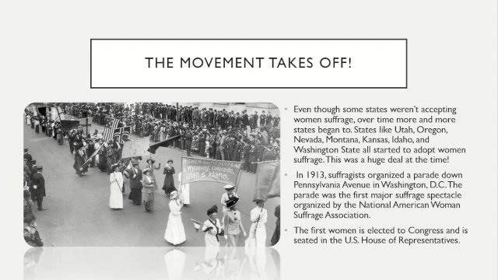In 1913, suffragists organized a parade down Pennsylvania Avenue in Washington, D.C. The parade was the first major suffrage spectacle organized by the National American Women's Suffrage Association. The first woman is elected to Congress and is seated in the United States House of Representatives.